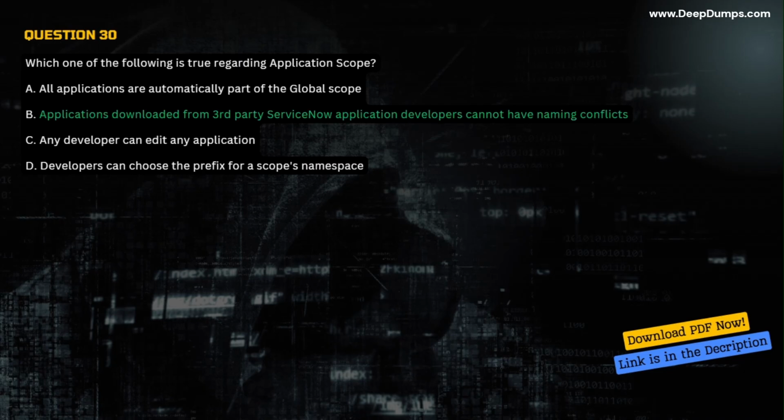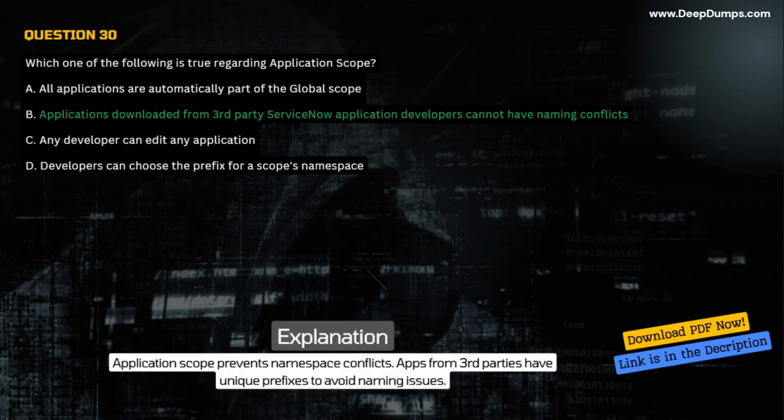Correct answer B. Applications downloaded from third-party ServiceNow application developers cannot have naming conflicts. Explanation: application scope prevents namespace conflicts. Apps from third parties have unique prefixes to avoid naming issues.